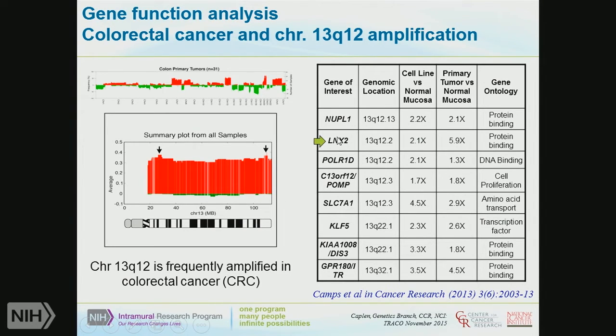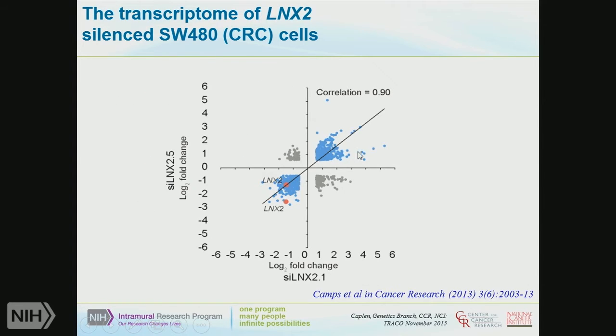For now, I'm just going to focus on one of them, this gene here, LNX2. So one of the approaches we took to try and understand the consequences of LNX2 on tumorigenesis was to take a colorectal cancer cell line and then take 2 different siRNAs, silence LNX2 in these cell lines, and then look at the transcriptome of these cells.